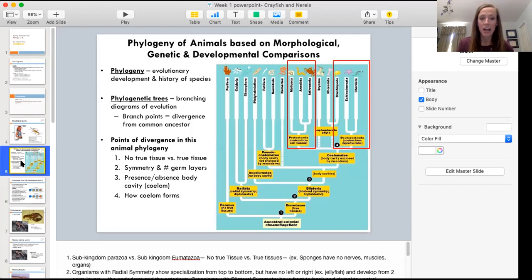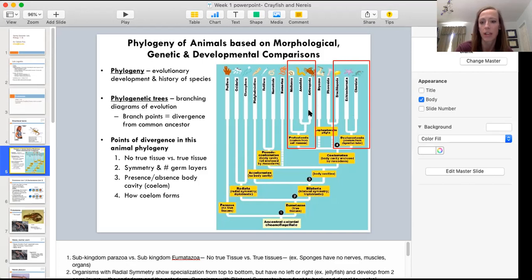This is basically a tree that compares how related different organisms are, right? And so for this phylogenetic tree, we're looking specifically at animals, and not all of them, but a large number of categories are present on this phylogenetic tree. There's actually 4 different branch points that we're going to look at, which will lead us ultimately to the protostome group and the deuterostome group.